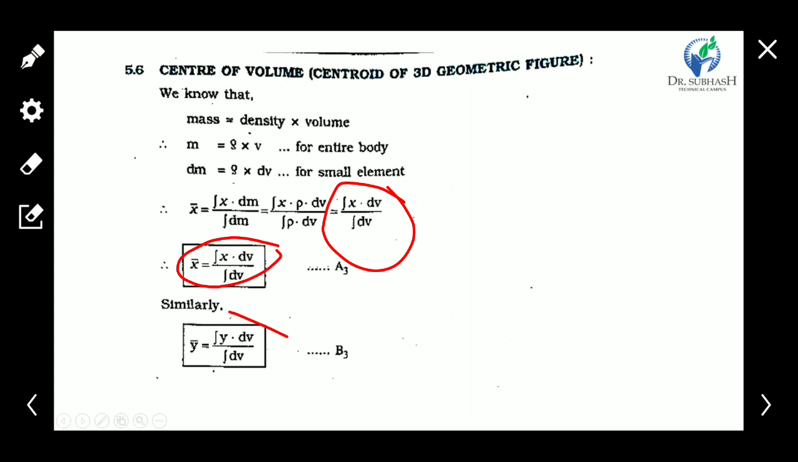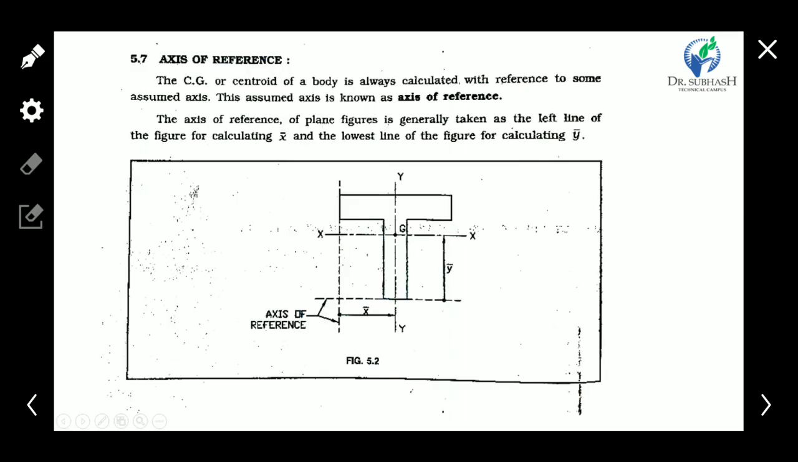Similarly, we find the equation for y bar. So this way we can find out the centroid of 2D and 3D objects and center of gravity of a given body. Okay, clear that?